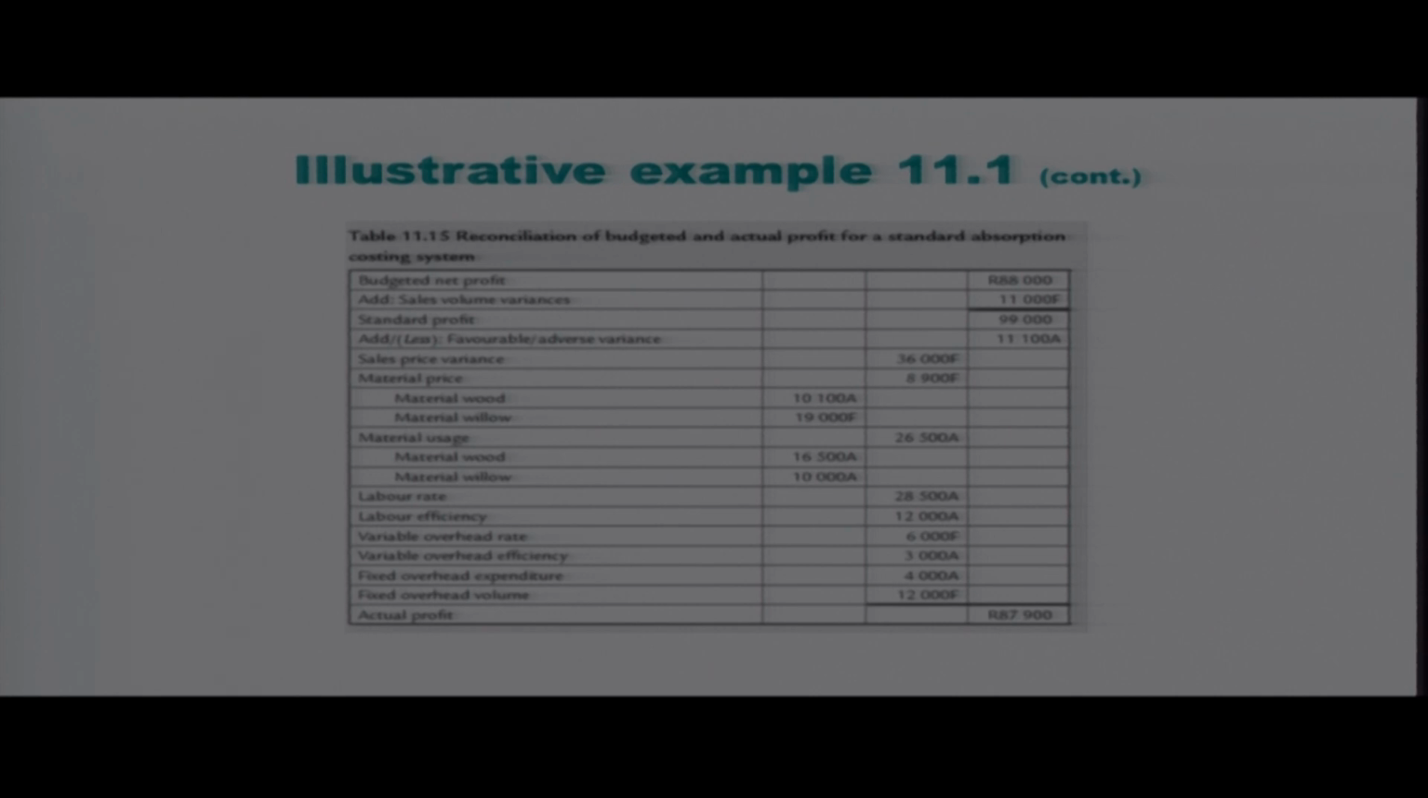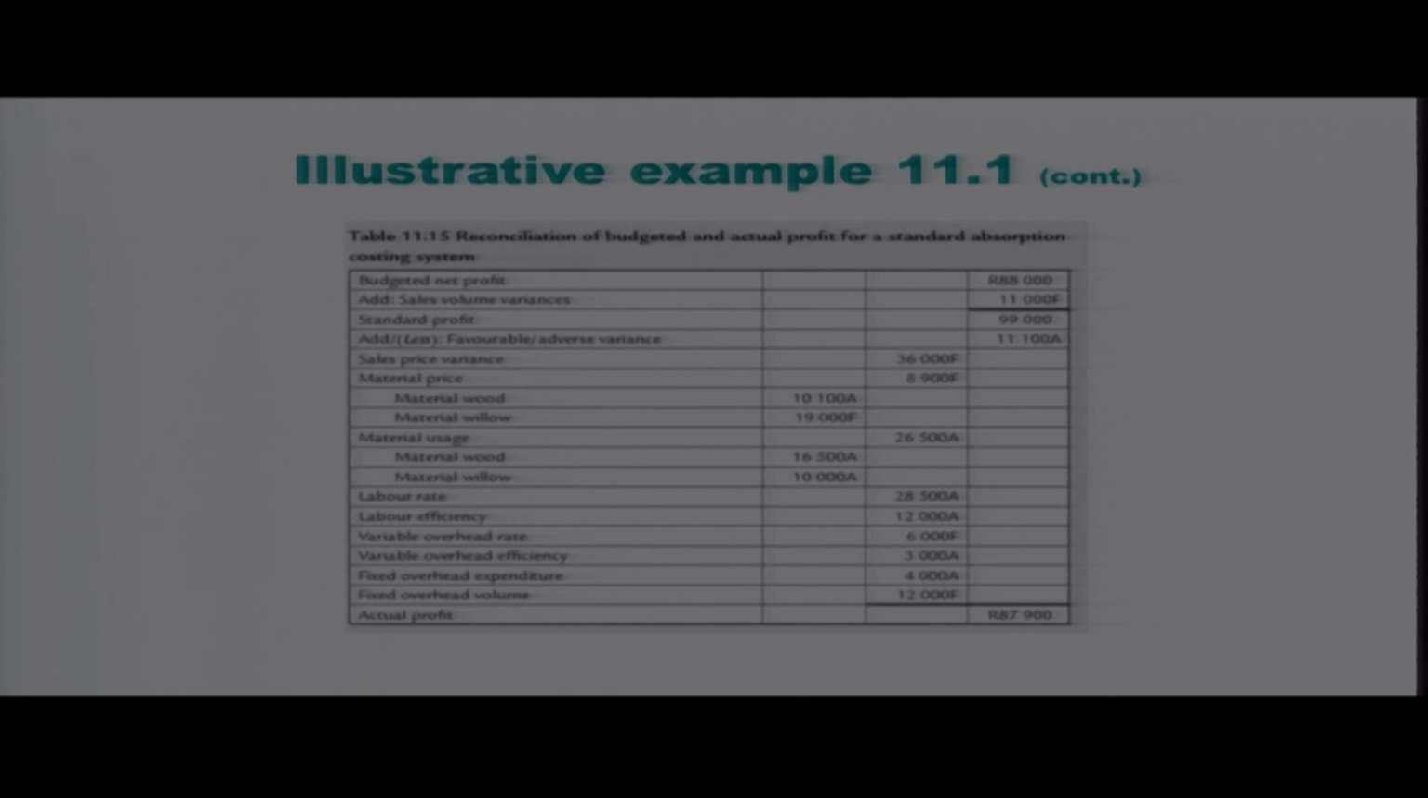So we will start with the sales price variance. When we calculated our sales price variance, we had a favorable variance of 36,000. We also calculated our material price variance. Material, we had material wood and material willow. Material wood gave us a 10,100 adverse variance, and material willow gave us a 19,000 favorable variance. So minus 10,100 plus 19,000 then leaves us with 8,900, which will be a favorable material price variance.